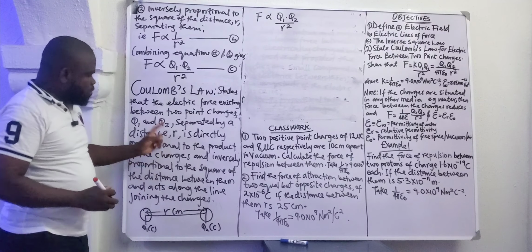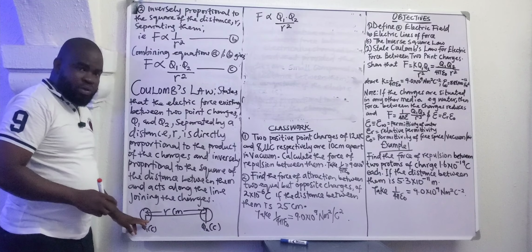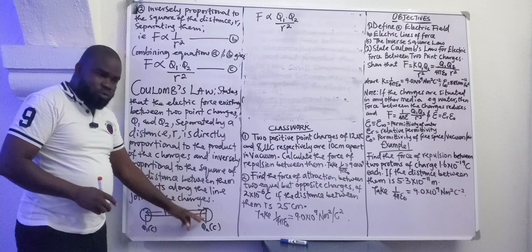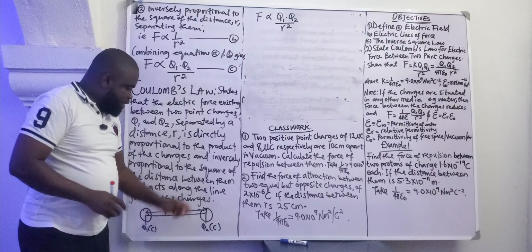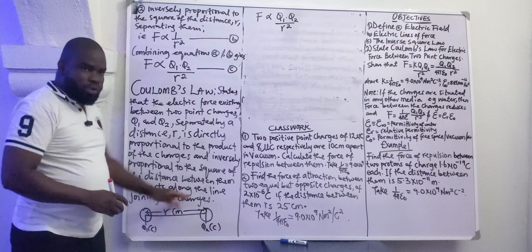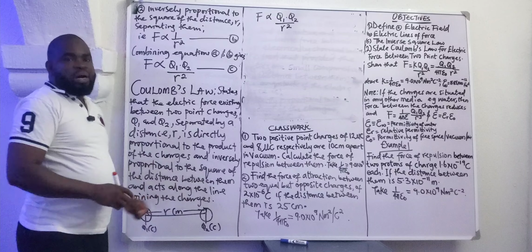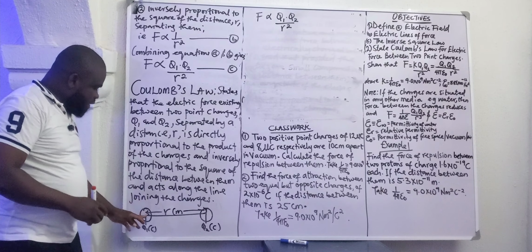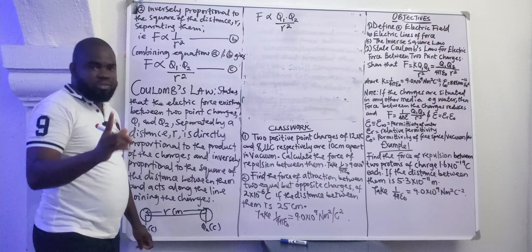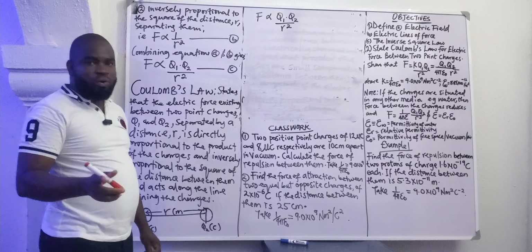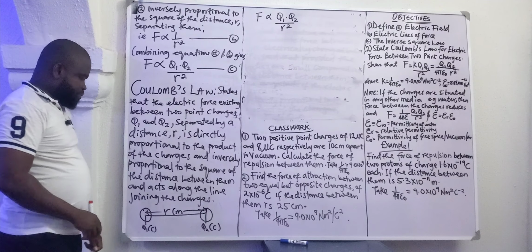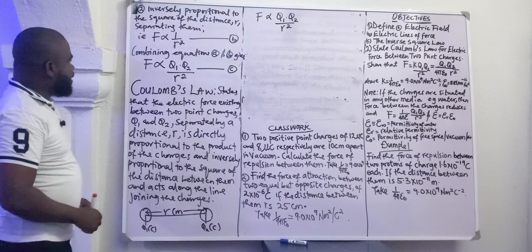Now, according to Coulomb's law, the force of Q1 is exerted on Q2, while the force of Q2 is exerted on Q1. But both forces are equal and opposite. That is, you have an equal but opposite force existing between Q1 and Q2. And that is true according to Newton's third law that says action and reaction are equal but what? Opposite. I will say more about that.